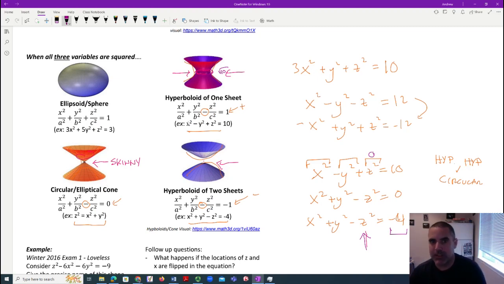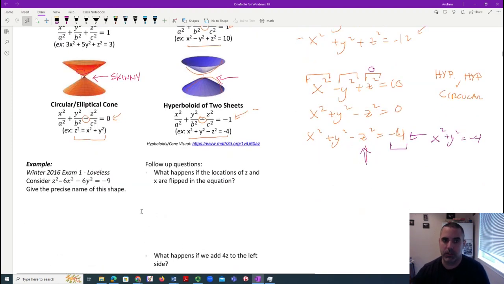Okay, so in these situations, just make it so there's one negative. If the thing on the right is positive, it's a hyperboloid of one sheet. If it's negative, it's a hyperboloid of two sheets. If it's 0, it's a cone. Let's look at a quick example of that.